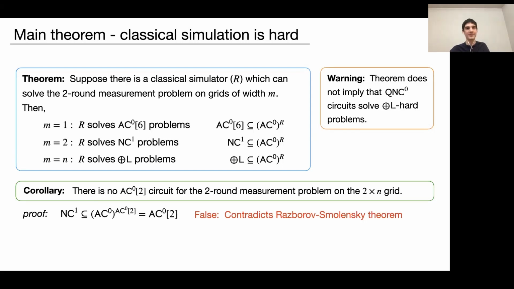Okay, and for the remainder of this talk, I'm going to try to convince you of the m equals 2 case. I'm going to try to show you that if I had a classical simulator for this 2-round measurement problem, I can use it to solve an NC1-hard problem. But before we do that, I thought it might be a good idea to break for questions that you might have about the model or the theorem before we get into the details of the proof. So maybe I'll just wait a few seconds here to see if anybody speaks up.